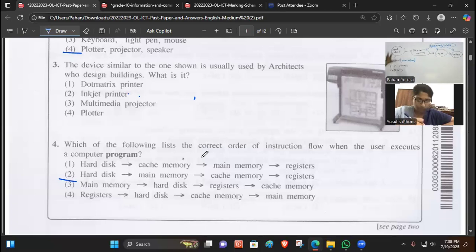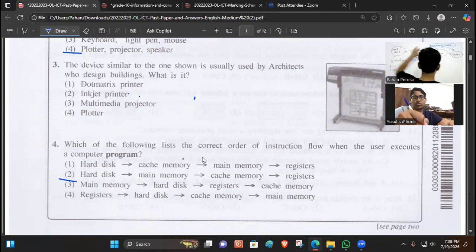Then if you compare the hard disk and main memory, the first thing you have to understand is the hard disk is permanent, or non-volatile storage, and main memory, cache and registers are volatile or temporary. Do you understand that point? Yes. The second thing you have to understand is, if you compare the hard disk and main memory, the storage capacity of the hard disk is higher than main memory.